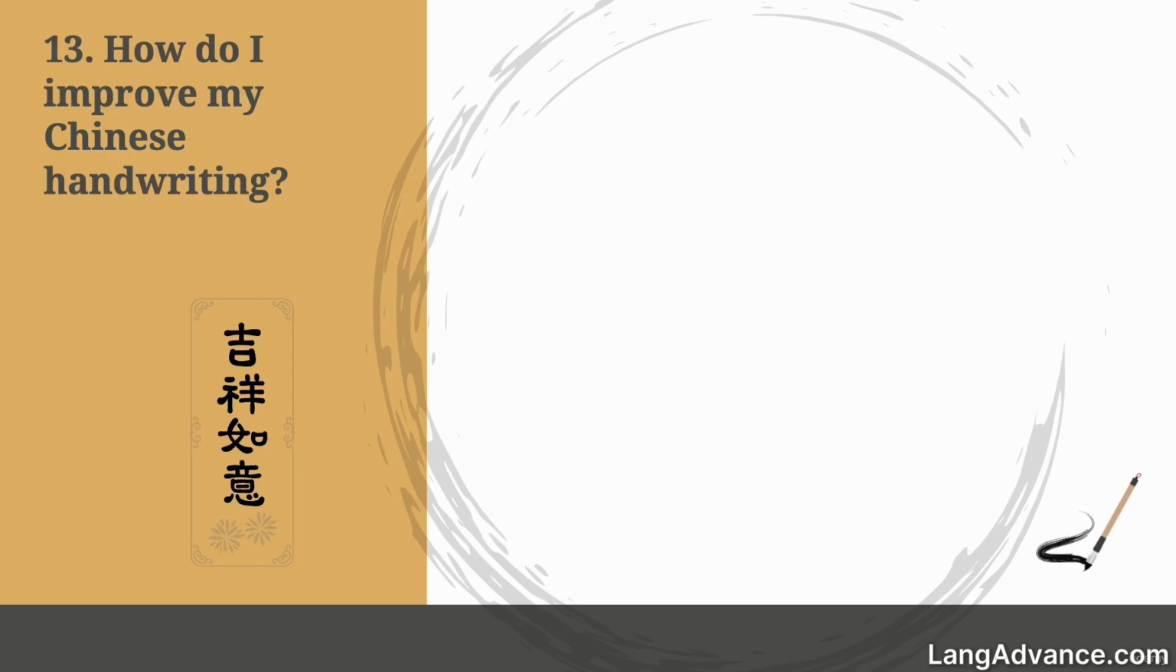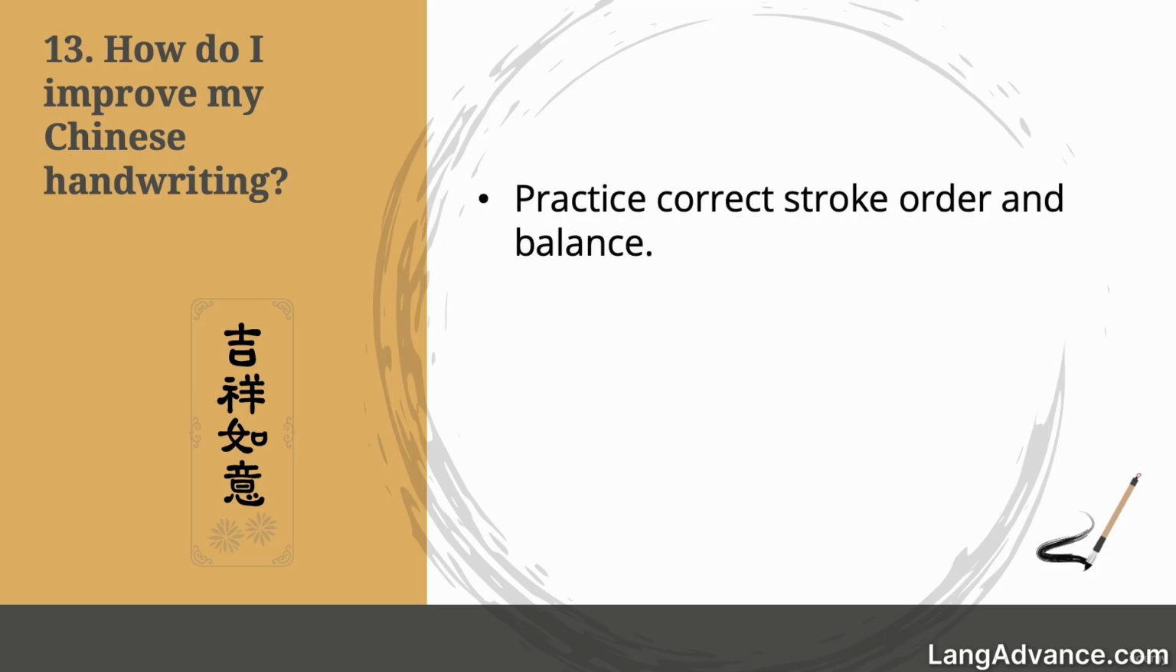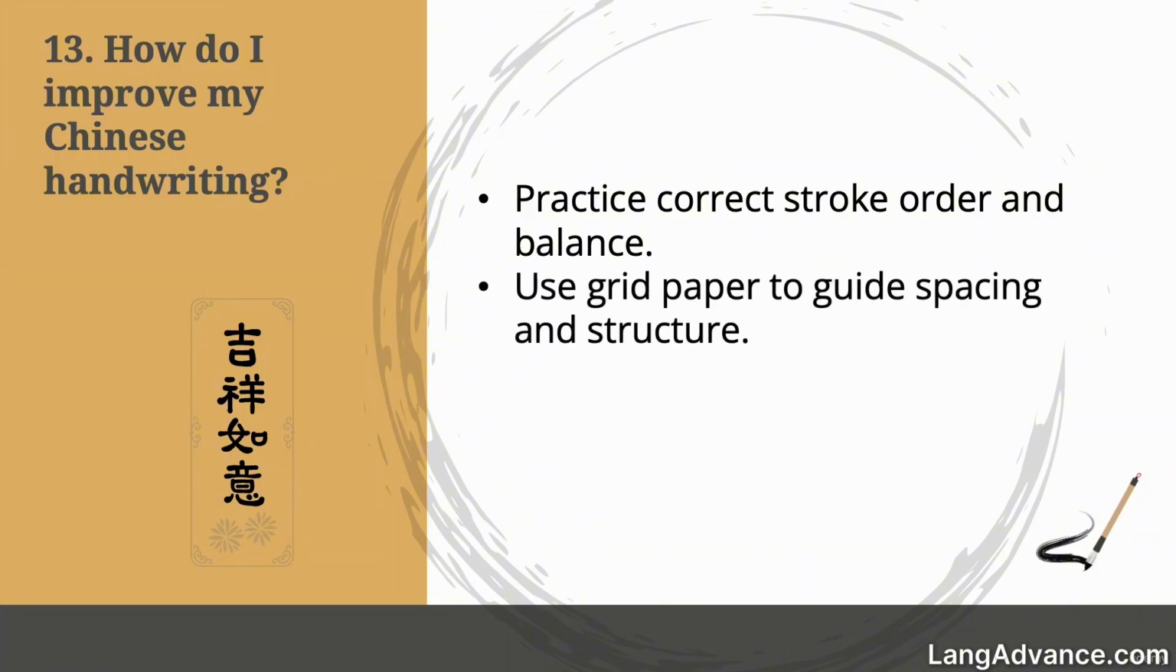How do I improve my Chinese handwriting? Well, improving Chinese handwriting requires consistency and practice. So start by focusing on the proper stroke order and ensuring each character is well balanced within a square space. In this case, the grid paper can be very helpful and useful for spacing.